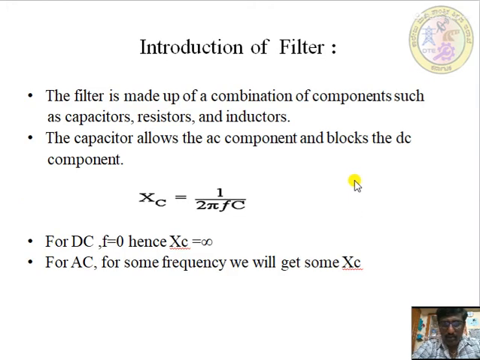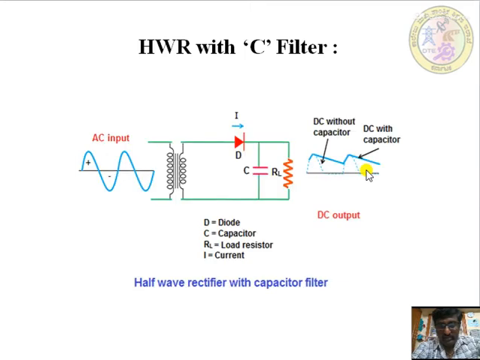A filter is made up of a combination of components such as capacitors, resistors and inductors, as we previously mentioned. The capacitor allows the AC component and blocks the DC component, that is XC is equal to 1 divided by 2 pi fC. For DC, f is equal to 0, hence XC is equal to infinity, and for AC at small frequency we will get some XC value. For DC the frequency is 0, so obviously XC will be infinite.